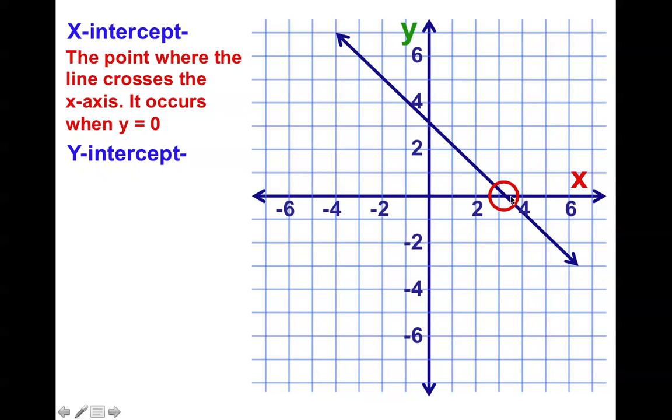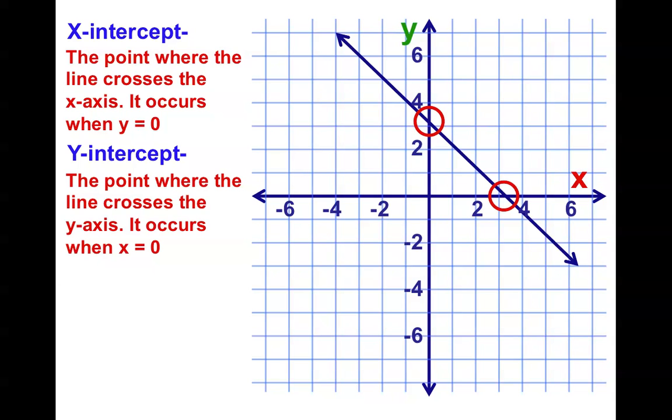The next concept we want to talk about is the y-intercept, and that's when the line crosses the y-axis. And just concurrently, this also occurs when x equals 0. Once again, x equals 2, x equals 1, x equals 0, right on the line.